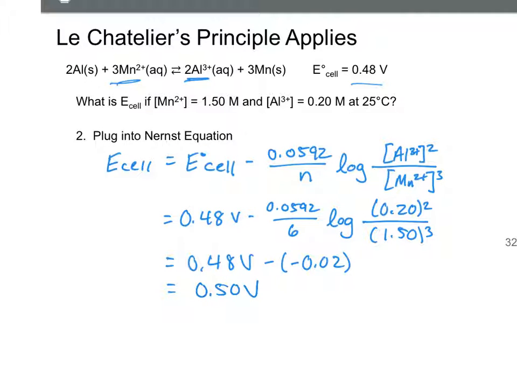And so we see an increase in the cell potential. And that makes sense because we've increased the concentration of the reactant and decreased the concentration of the product relative to 1 mole per liter. Does that make sense? All right, we'll stop here.